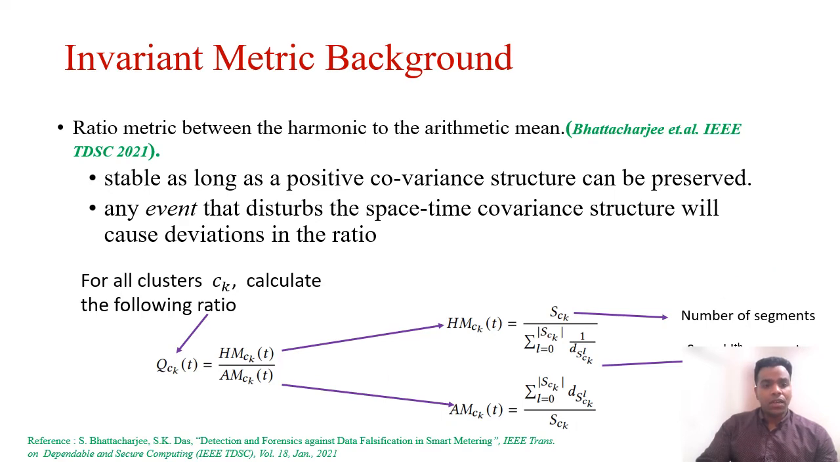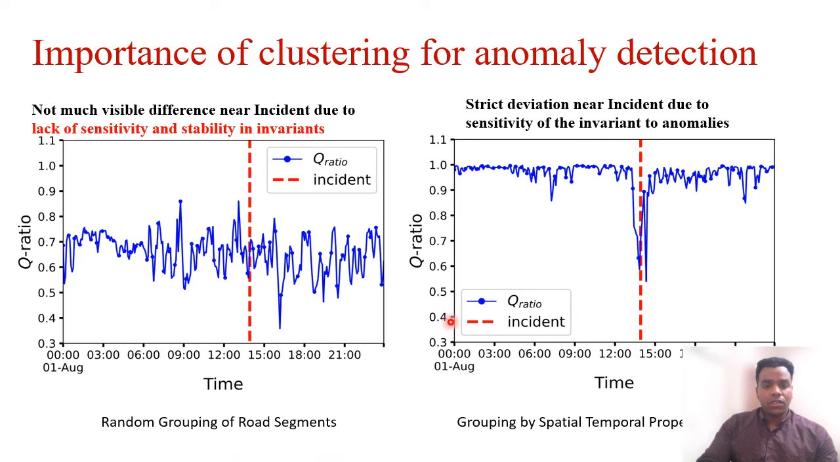Now let's look at these two images that demonstrate the importance of clustering. The left side image is plotted for random clustering, and the right side image is plotted for optimal clustering. In the left side image, the invariant plot shows no stability in the positive covariance structure under benign conditions.